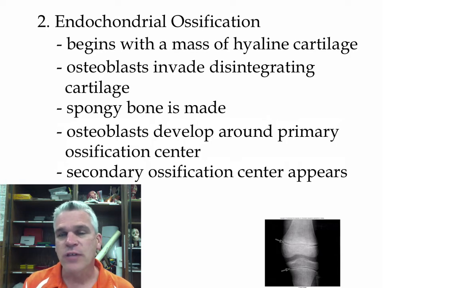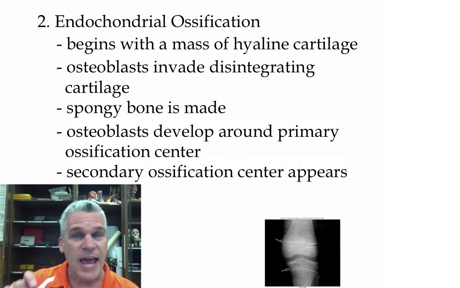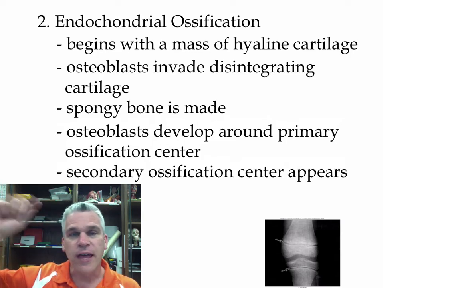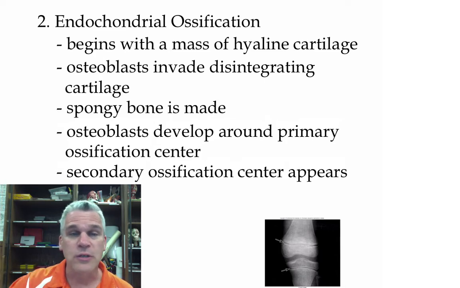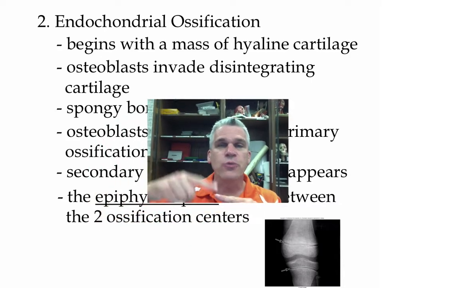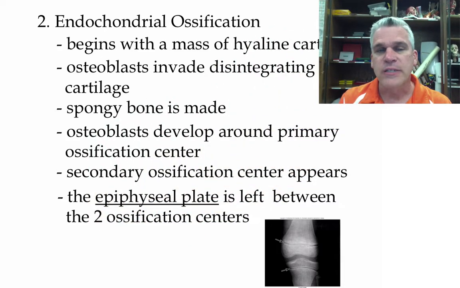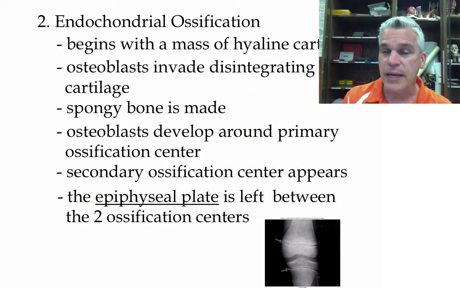Now this is going to take place in the diaphysis, or the shaft of the long bone. On the epiphyses, on the ends of the long bones, the secondary ossification center will appear, and new bone is going to continue to grow. Eventually these two areas are going to meet, and we see what's called the epiphyseal plate. This is also known as the growth plate.